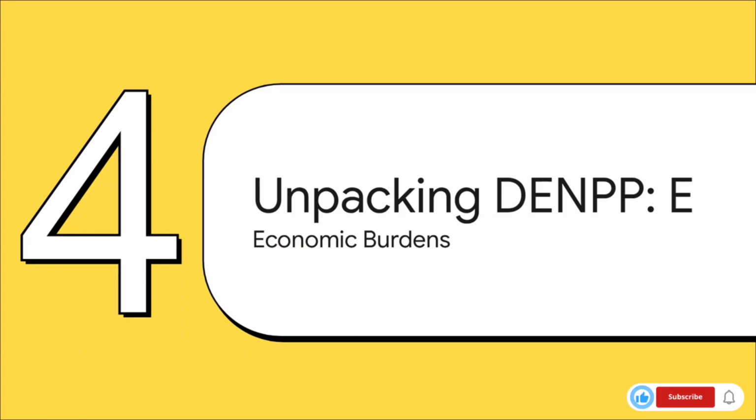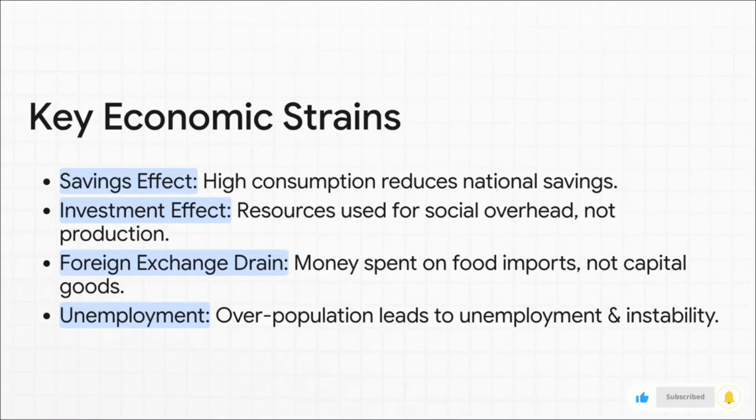All right, next step in DENPP is E for economic burdens. And we're talking massive burdens here. The phrase you've got to remember is excess people eroded progress. So here's the deal. A rapidly growing population really puts the brakes on an economy. I mean, it's simple, right? More people means more mouths to feed, which eats into national savings. It also means the government has to spend a ton of money just to stand still. We call this the investment effect.